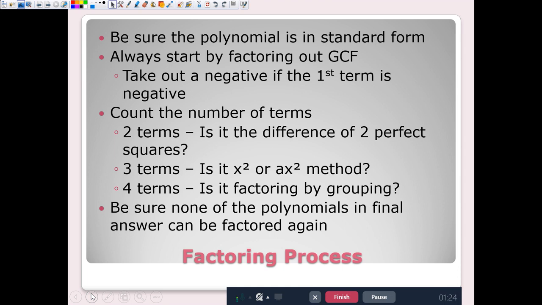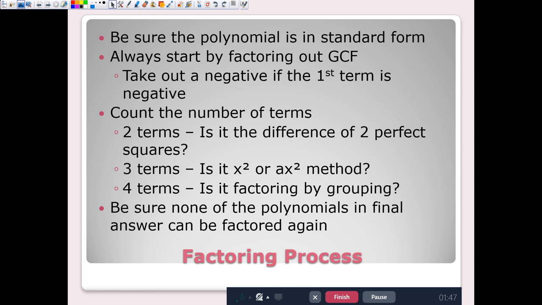Then we are going to count the number of terms. If it has two terms, we're going to see if it's a difference of two perfect squares. If it is, we're going to solve by that method. If it's not, we're going to use a different method, or it might be done. If it has three terms, we're going to be factoring with the x squared method or the ax squared method. And if it has four terms, we're going to be factoring by grouping.